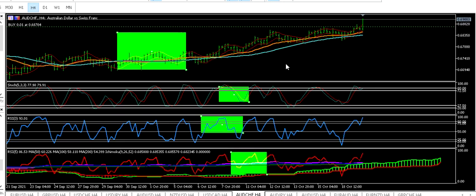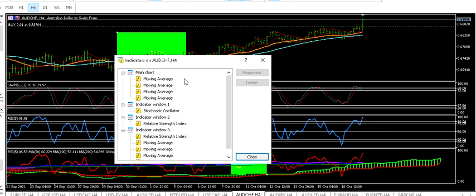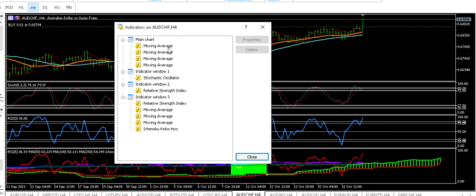Let's look at the settings, how the indicators are loaded. On the main chart I have moving averages. On indicator window 1 I have the stochastic oscillator. On indicator window 2 I have the relative strength index. On indicator window 3 I have the relative strength index, some moving averages, and an Ichimoku indicator.